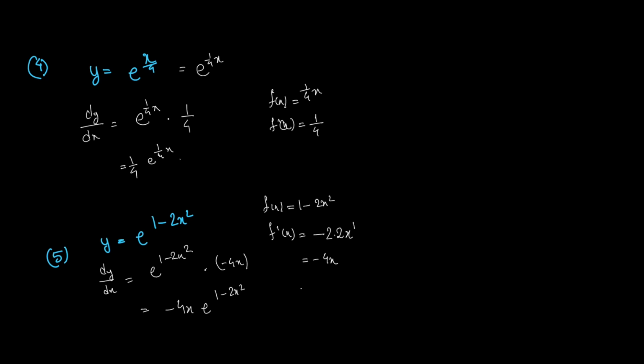Now let's look at the logarithm function. The general formula for a logarithmic function is this. Let's say we are given a logarithmic function, so ln f(x). After differentiating with respect to x, we'll get f prime x divided by f(x).